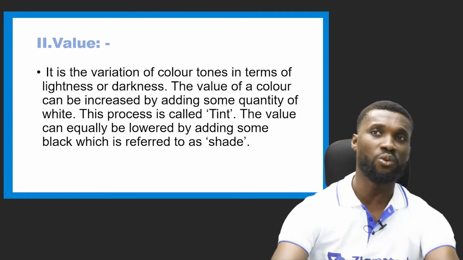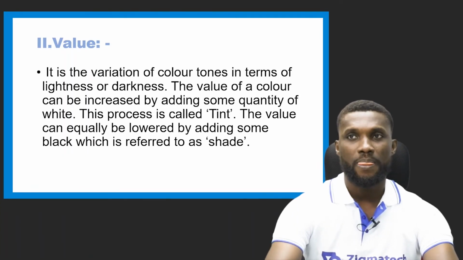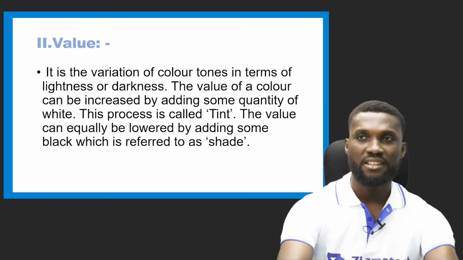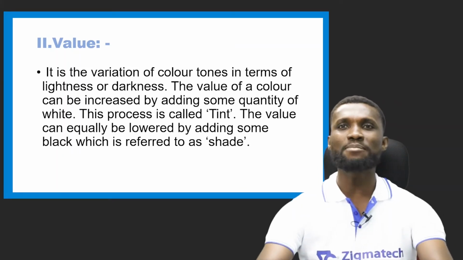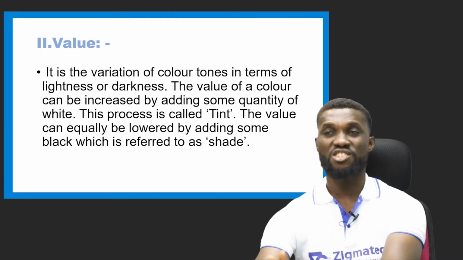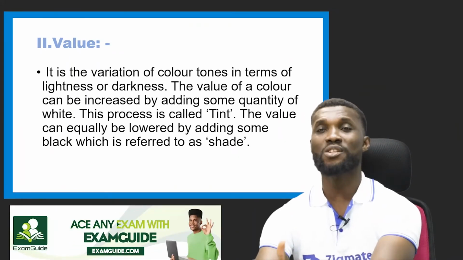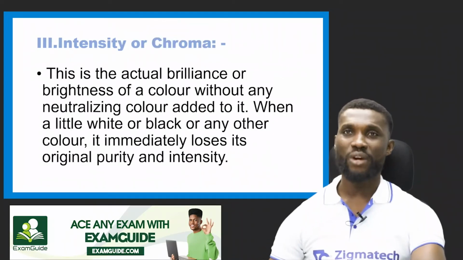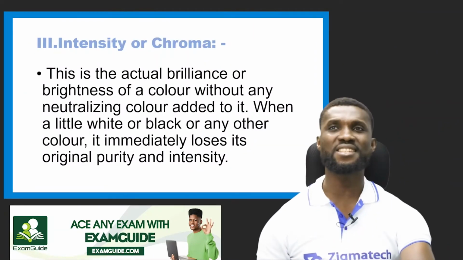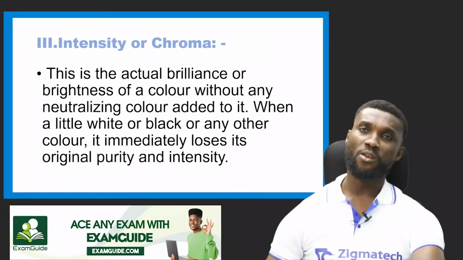If you add white to a color, we call it what? Tinting. The color has been tinted. Now, that affects the value. Now, if by design you add black, it becomes what? Shaded. So you've actually affected the value of that color. All right, the next one we'll talk about is what? The color intensity or the chroma of a particular color.